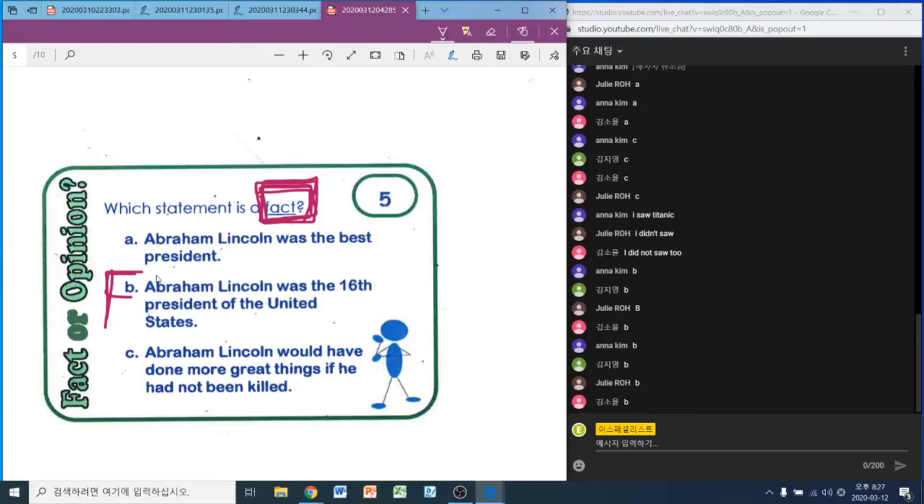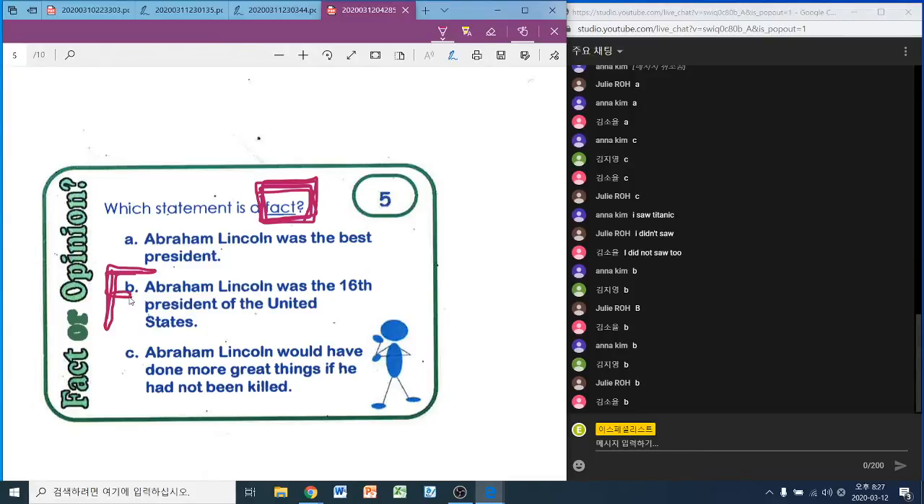Abraham Lincoln was the best president. We cannot check that in a history book. We will have to look. You can read what he did. You can see the things that he did. He did some good things. He even maybe did some bad things, right?